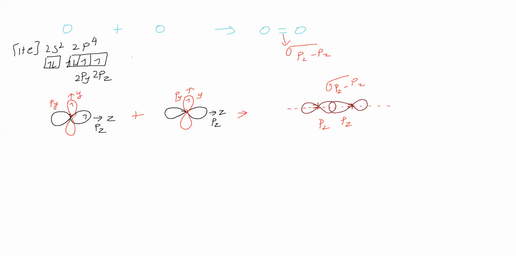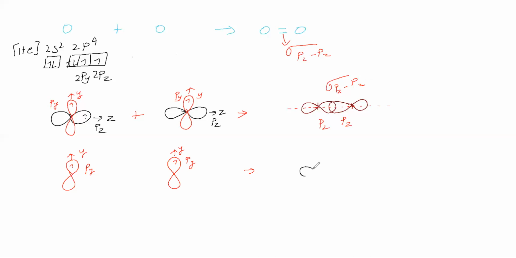Next, we'll see about the py orbitals. How are the py orbitals there? This is one py orbital along the y-axis. It contains one unpaired electron. Here is the other py orbital along the y-axis. This contains one electron. Both come closer. So what will happen between the py orbitals? That we'll see. First, we will write the pz orbitals.